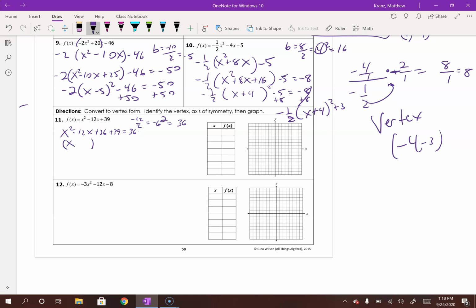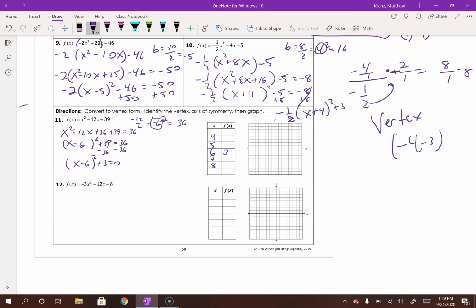We can go ahead and factor that. See, I had a negative 6 here? That goes right here, x minus 6 squared, plus 36, plus 39, equals 36. When I subtract 36, x minus 6 squared plus 3 equals 0. So my vertex is going to be 6, 3. And now I can go 5 and 4 and 7 and 8, and I just start plugging them in.